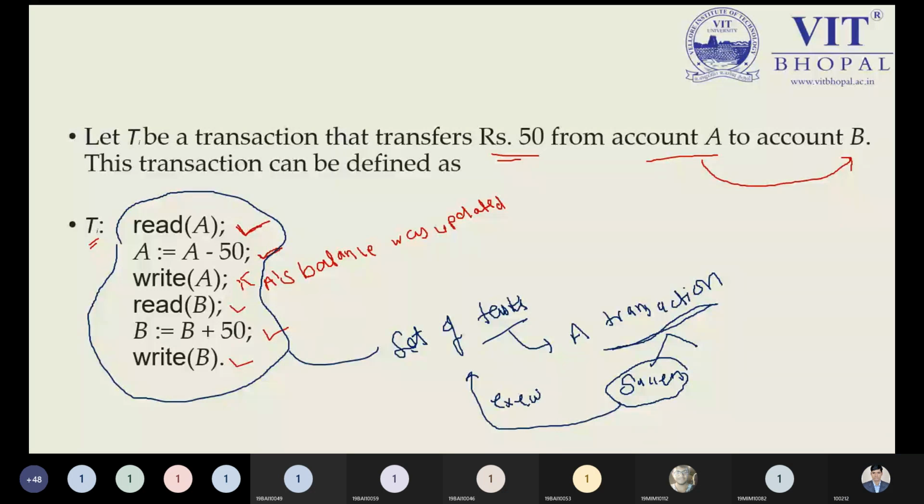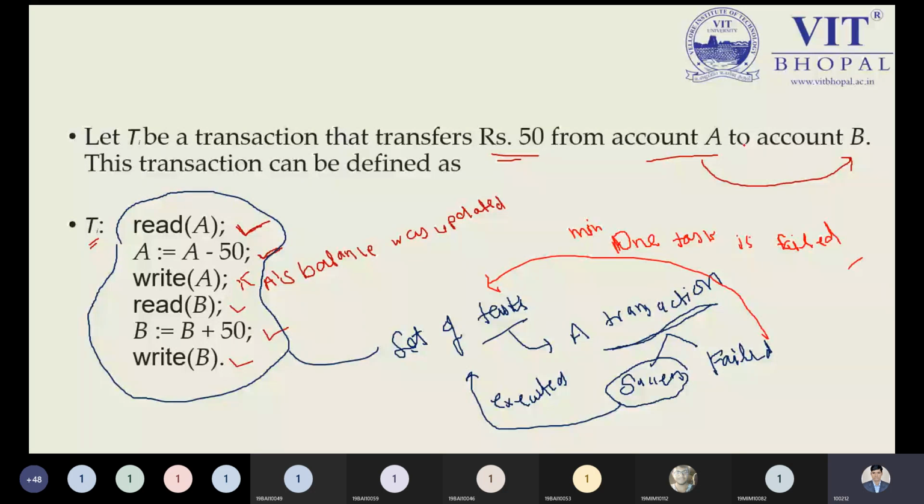But when can you say the transaction is failed? It means a minimum of one task, and the maximum could be all, but at minimum one task is failed due to any reason. So this is the point. This is just an idea about the transaction.